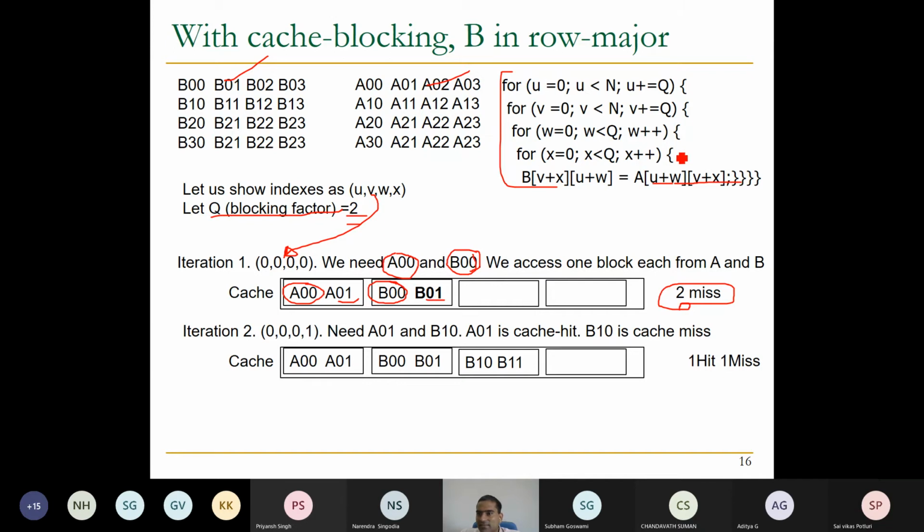Now I have the lowest level loop, which is X. So this X will increment, right? This X will increase to 1. So now I need what? U plus W is still 0, and V plus X is 1. So I need A01 and I need B10. Out of them, A01 is a cache hit, which I've already shown before, and B10 is a cache miss. Because B10 is a cache miss, I need to fetch B10. With that also comes B11. And here I have 1 hit and 1 miss.